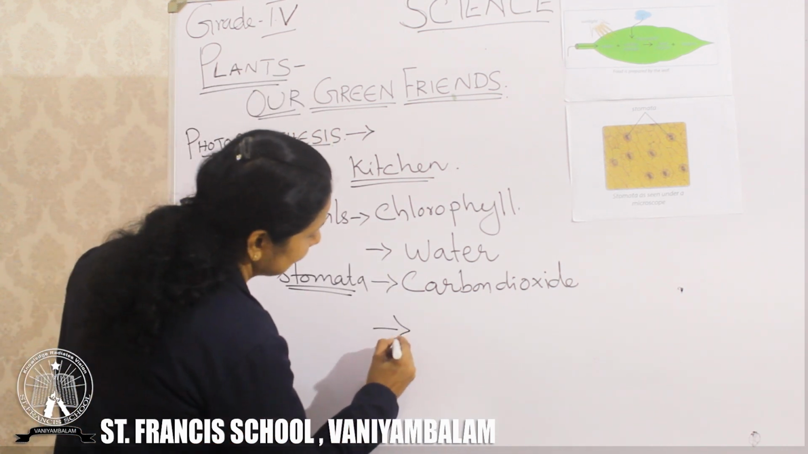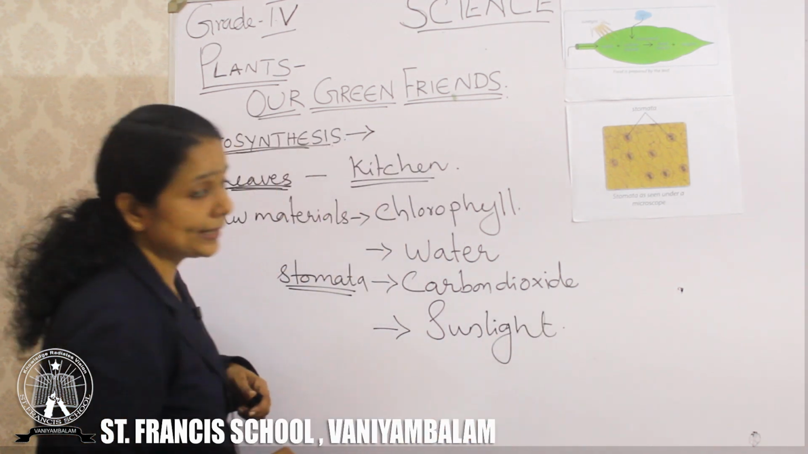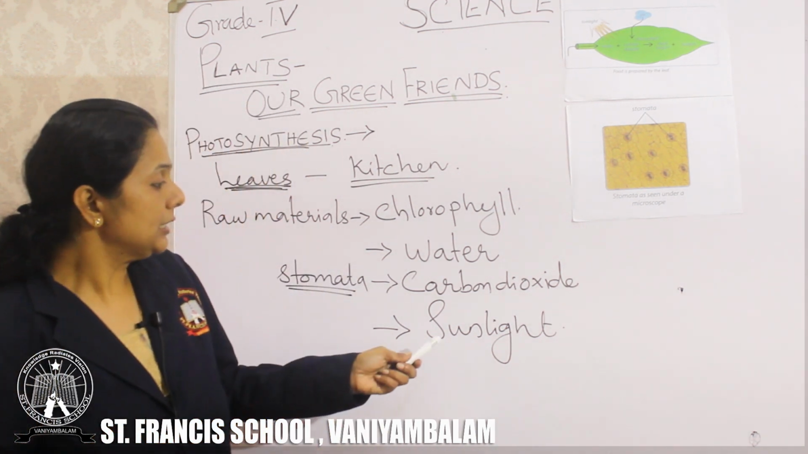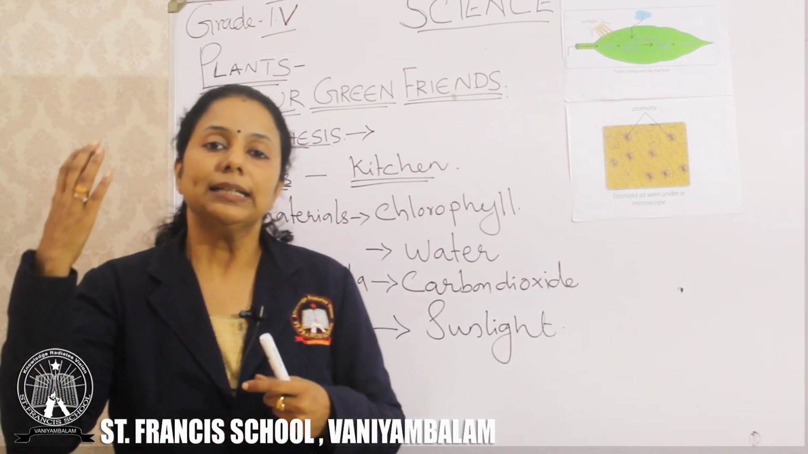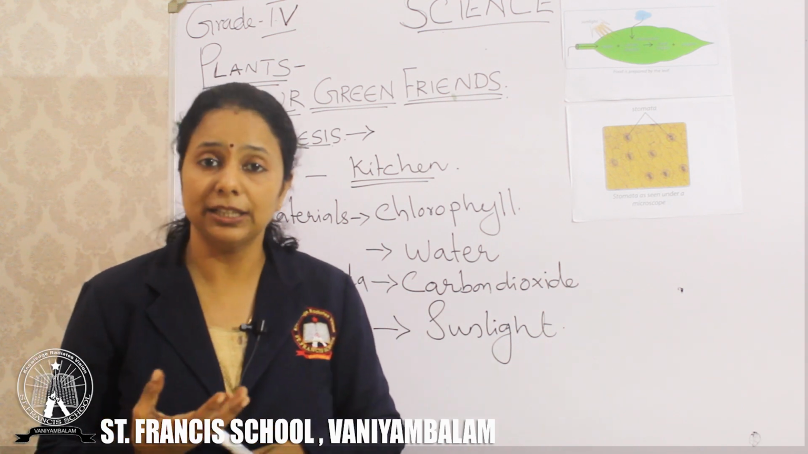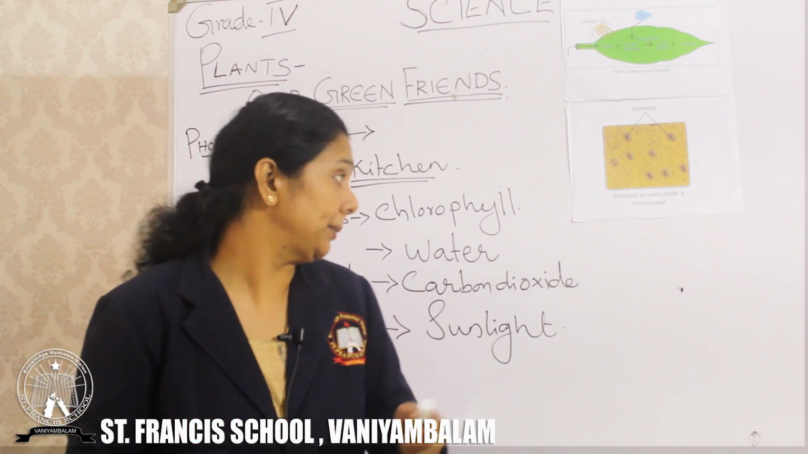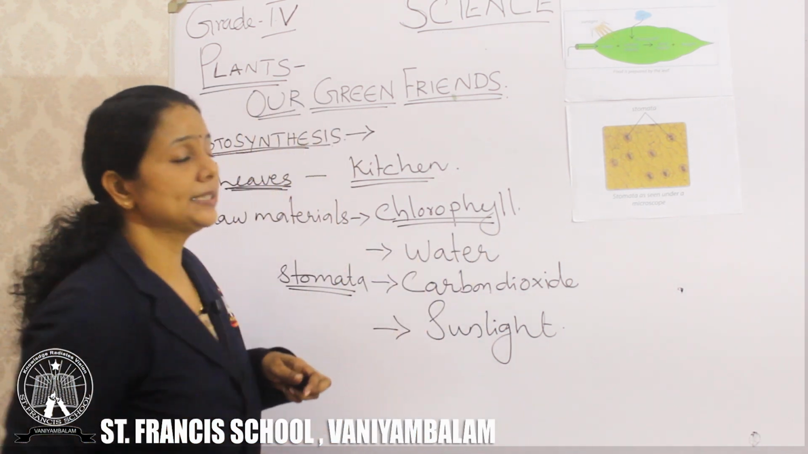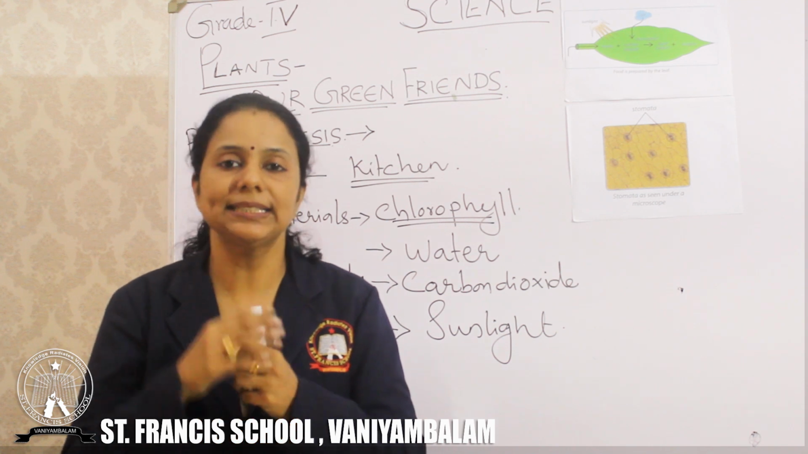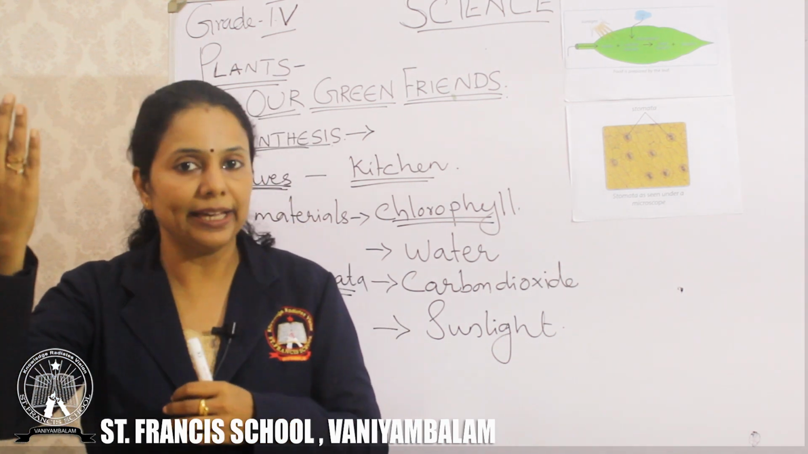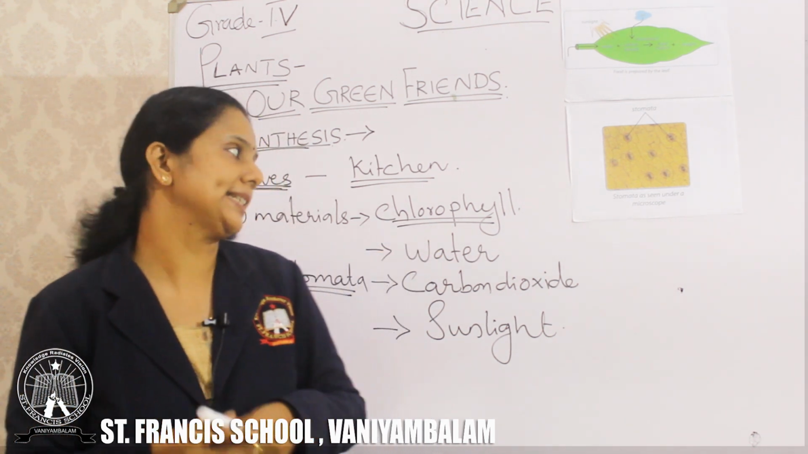Now next, plants need sunlight, very important. Without sunlight plants cannot perform photosynthesis. So where do leaves get sunlight? Yes, from the sun. So this sunlight, or light energy, plants get from the sun. So in leaves, the green pigment which is called chlorophyll, as I told you, traps the sunlight. So when sunlight is there, the chlorophyll pigment traps the sunlight in the leaves.